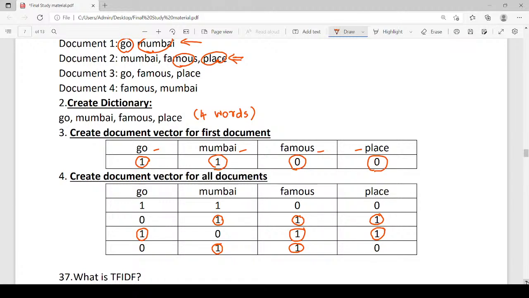Now, in this particular example, I had removed the stop words. But in your board exam, dear students, you may not remove the stop words. You can take it as it is and then draw these tables for document vectors. I hope it is clear till here. Now, let's move on to the next question.